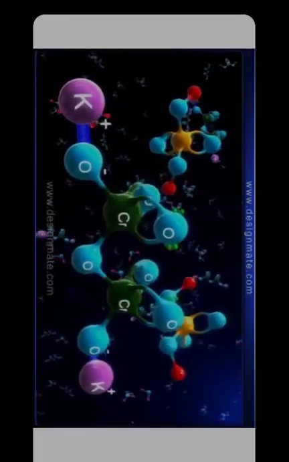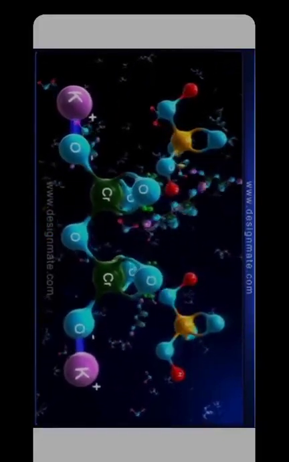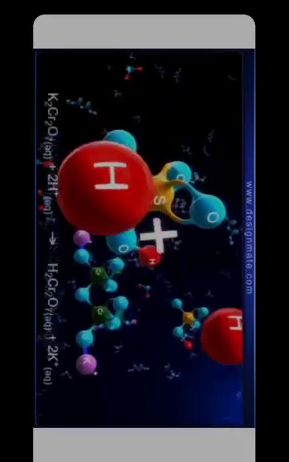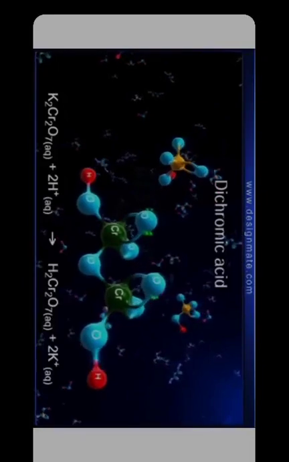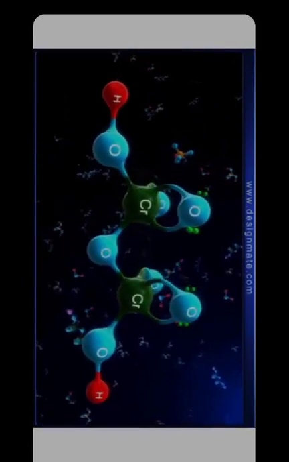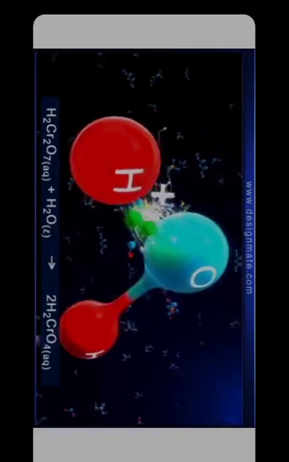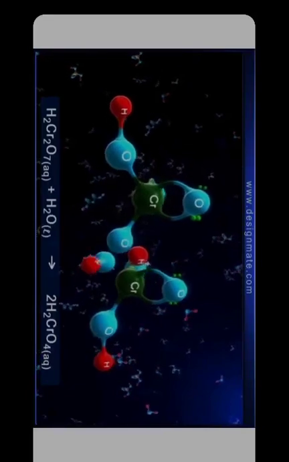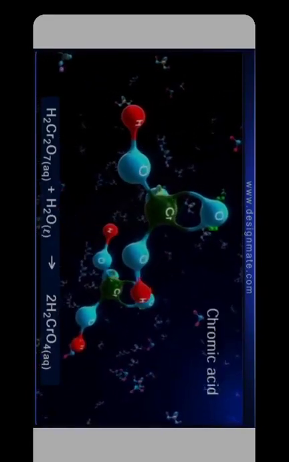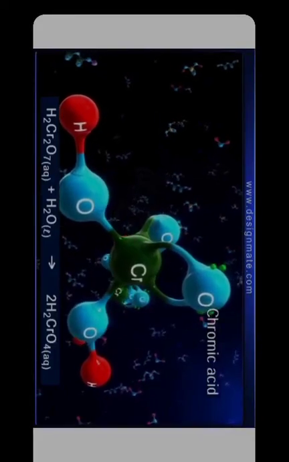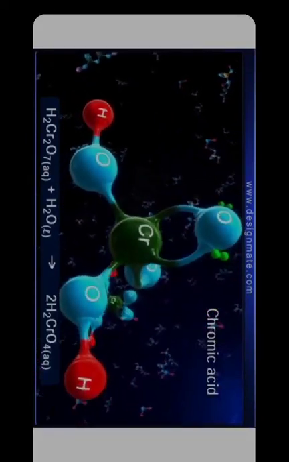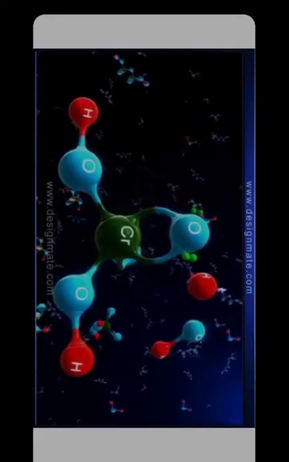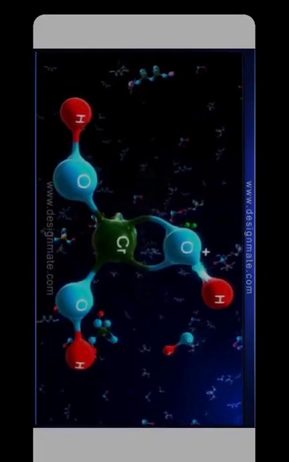In solution, sulfuric acid loses its proton, which reacts with potassium dichromate and protonates it to form dichromic acid. This dichromic acid on further hydration produces chromic acid. It is this chromic acid which acts as an active reagent while oxidizing ethanol. The chromic acid gets further and further protonated, and as a result, one of the double bonded oxygen atoms becomes positively charged.